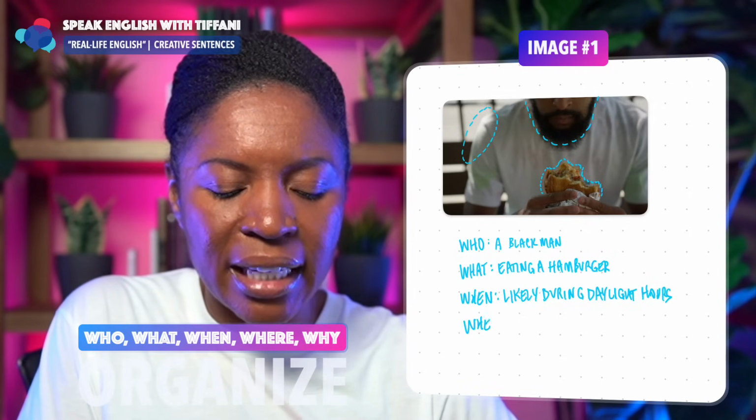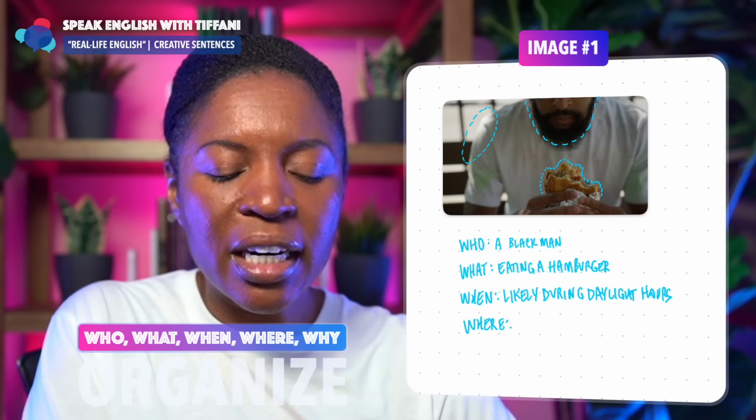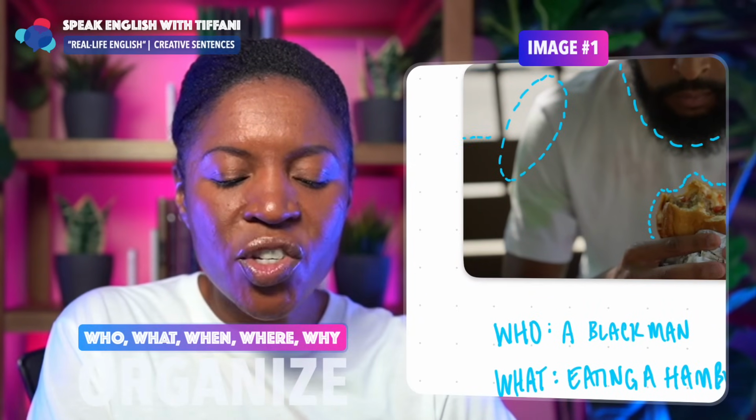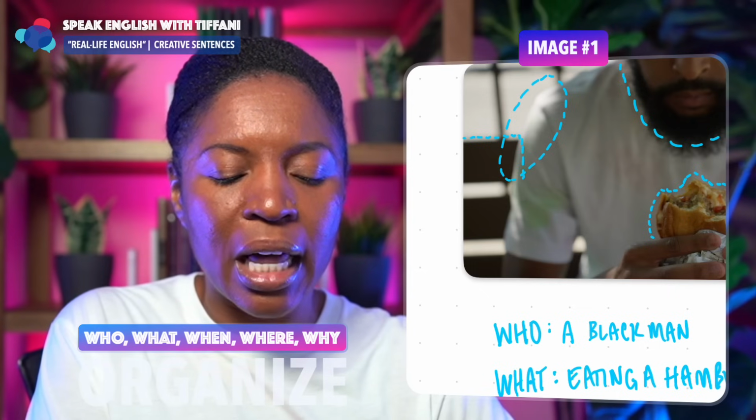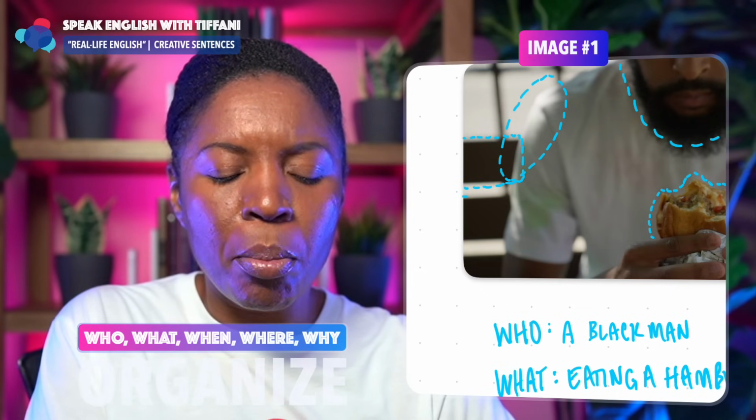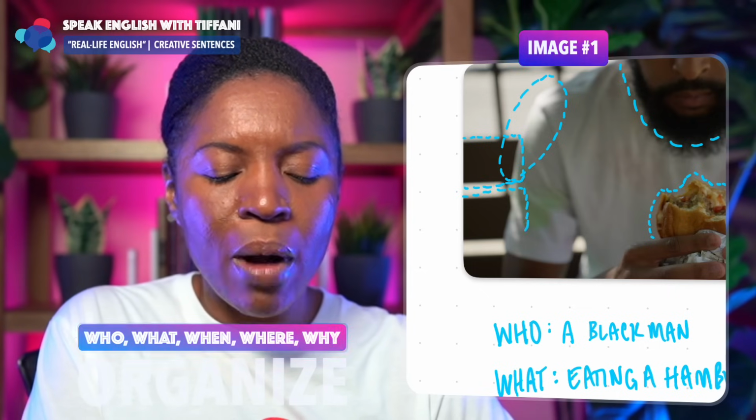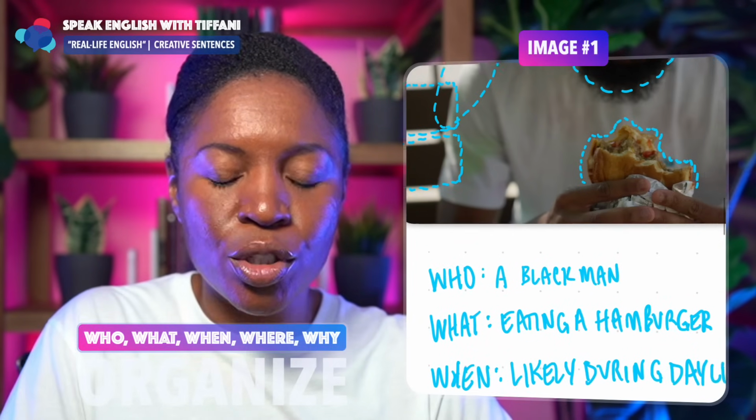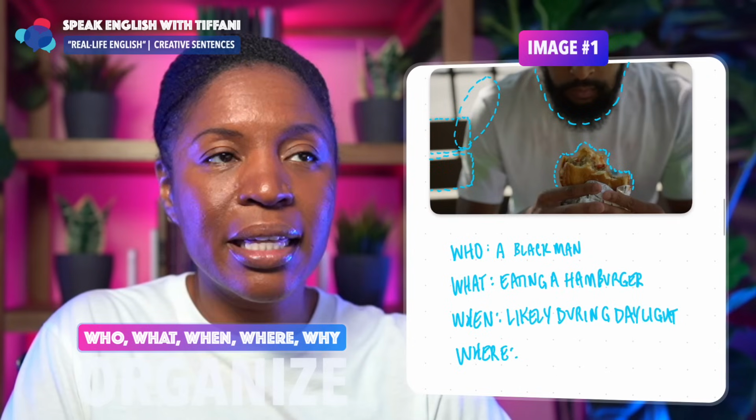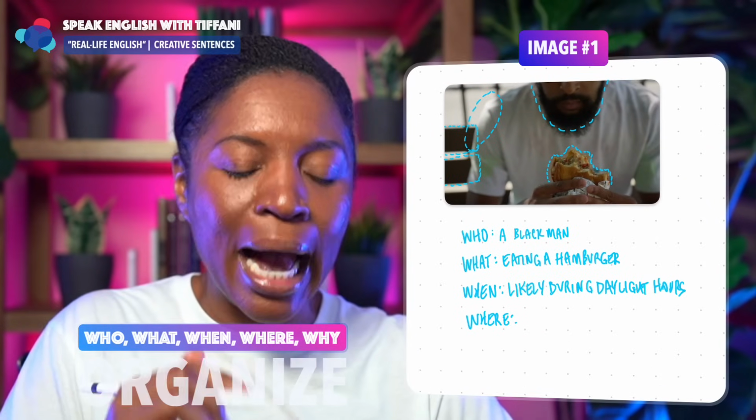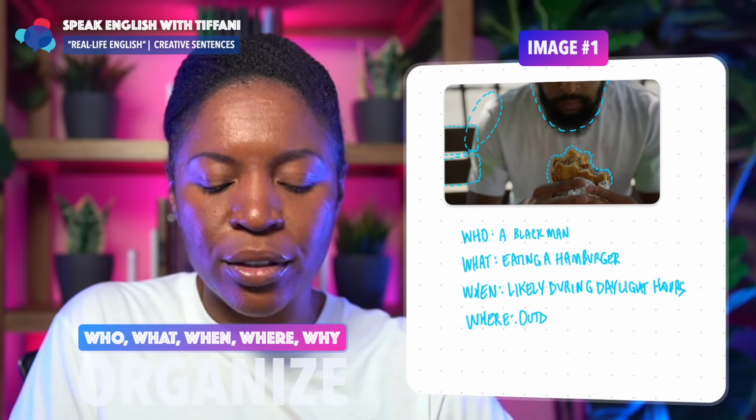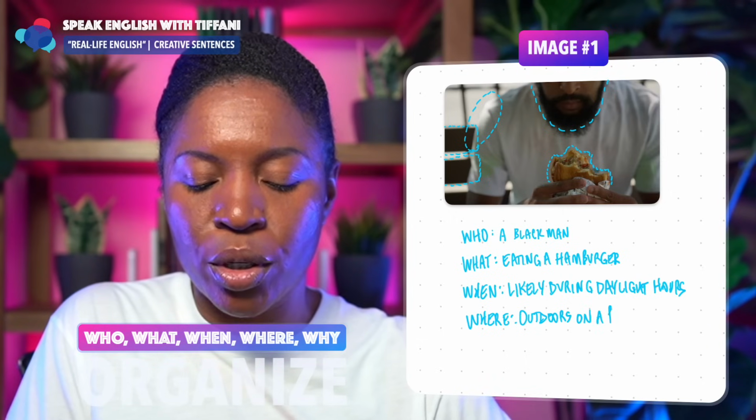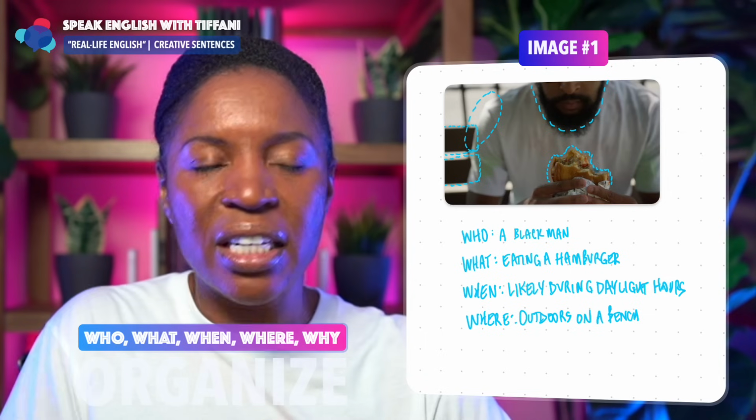Where is he exactly? Well, if we look again at the picture, close to his shoulders, we see what kind of looks like a bench. So I'm going to say that he is possibly outdoors on a bench. I think this man is outdoors on a bench. We are organizing our information in order to make our sentences.